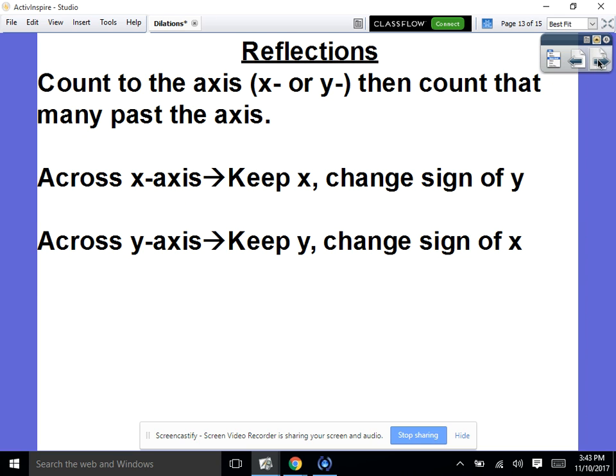With reflections, you count to the axis, whether it's x or y, depending on what you're reflecting across. Then you count that many past the axis. As far as the rule goes, if you're reflecting across the x-axis, you keep the x, change the sign of the y. If you are reflecting across the y-axis, you keep the y, change the sign of the x.